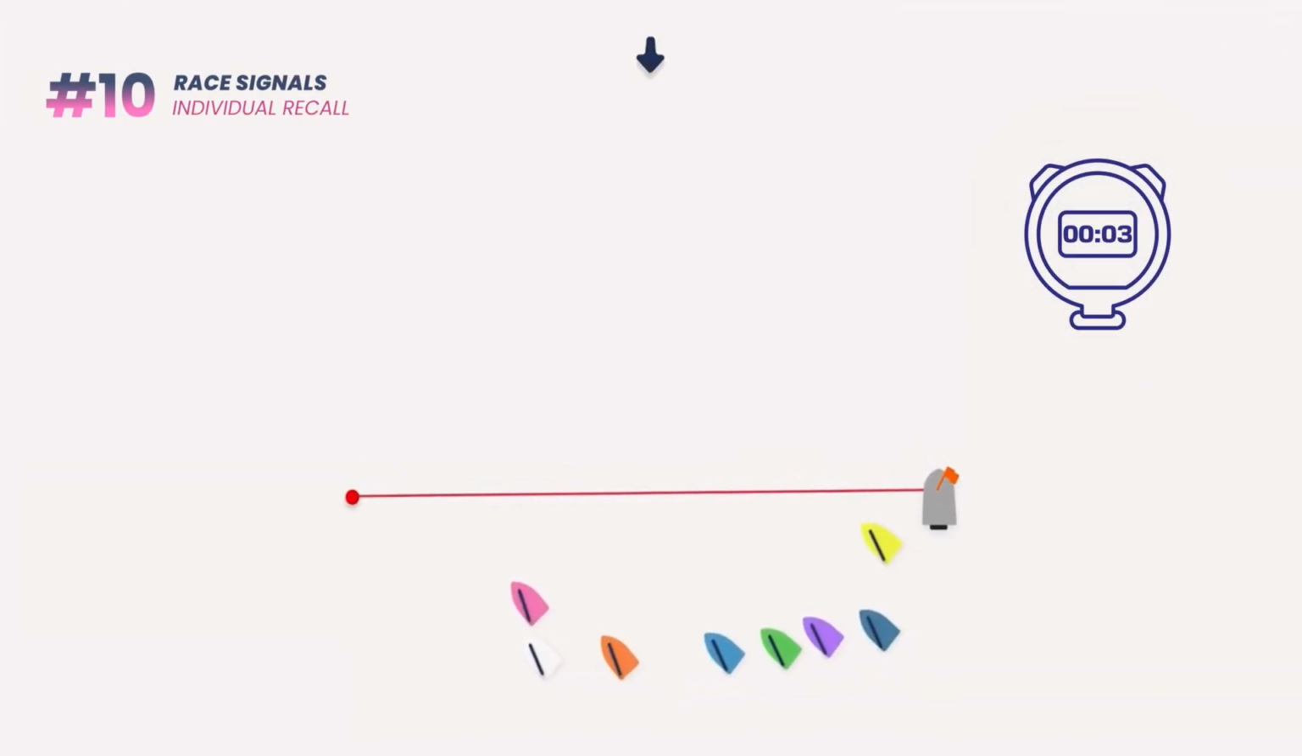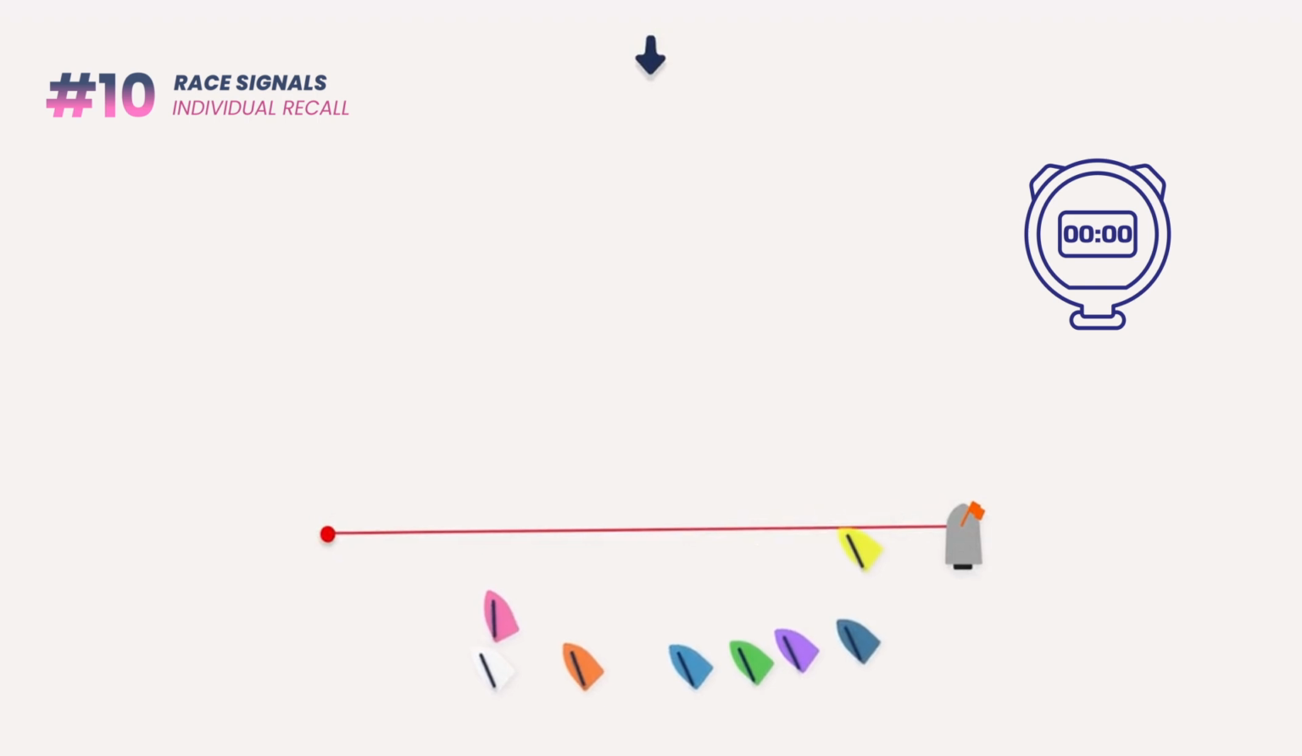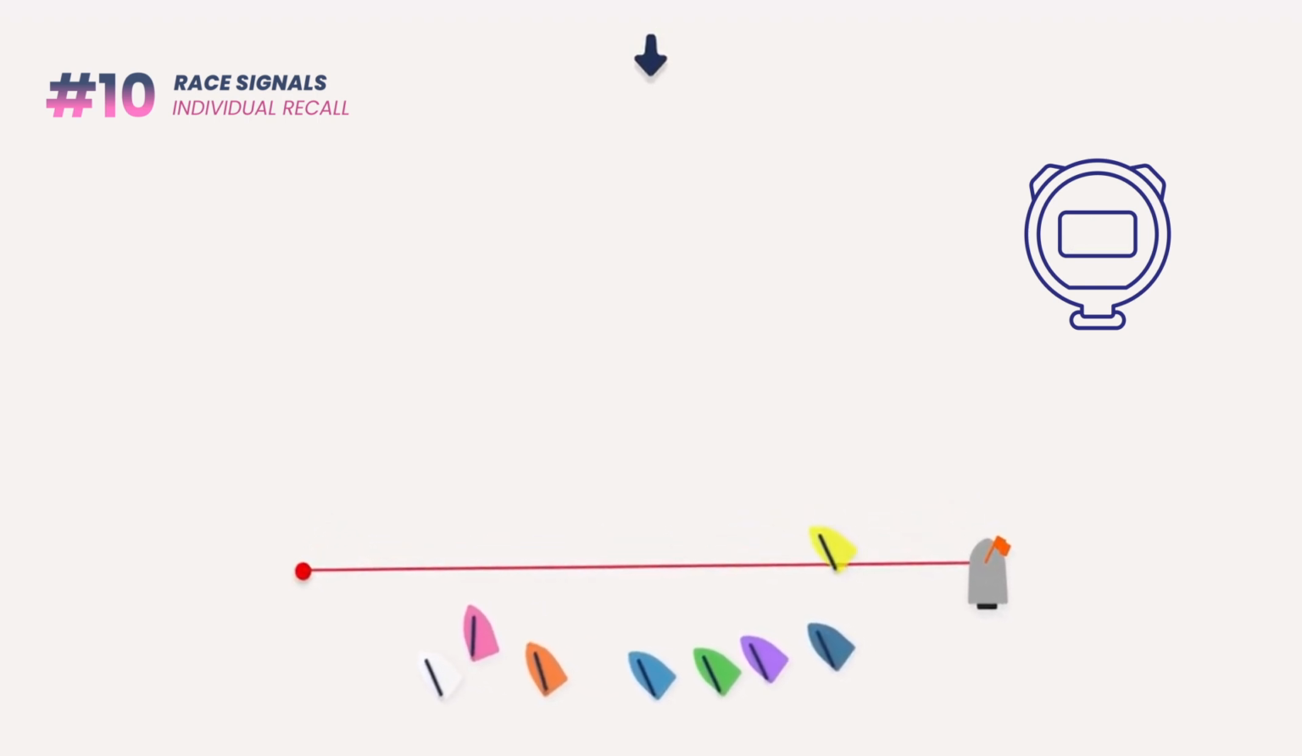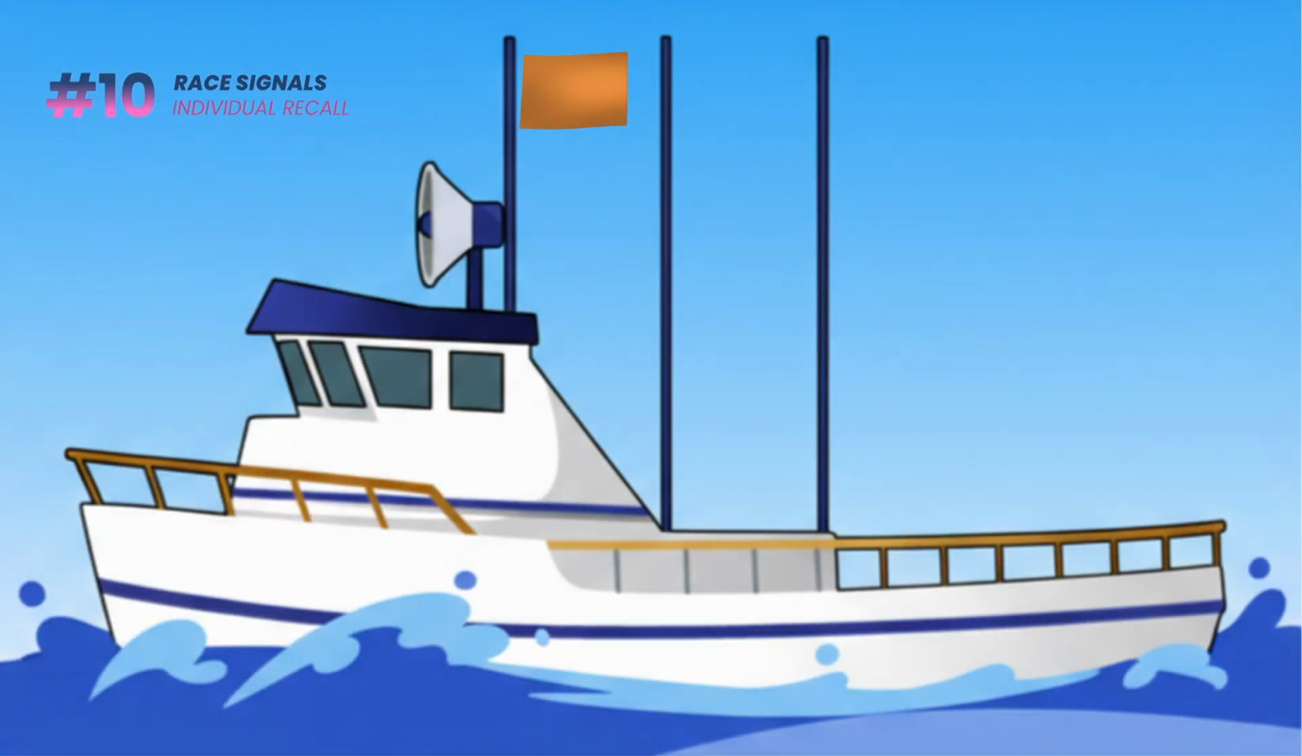The second possibility is an individual recall, which is used when the race committee can identify each boat that started early. This signal is made by displaying the X flag with 1 sound signal. The race committee may announce the identity of those boats, but it does not have to, so the decision is entirely yours.